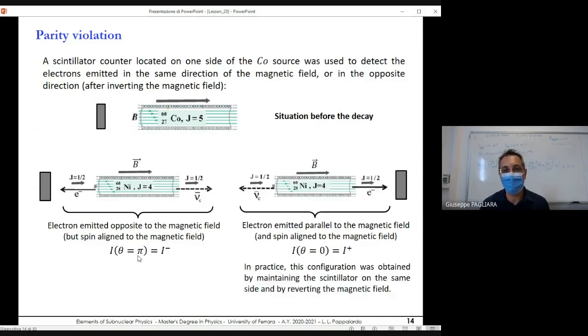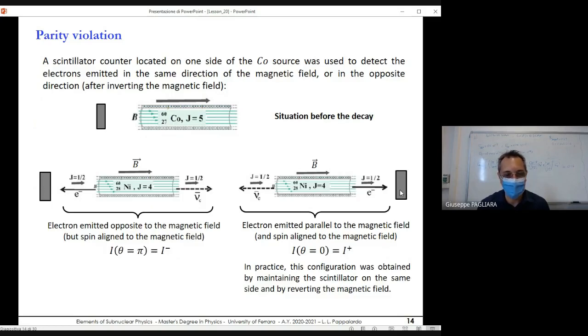The other possibility is that the electrons are emitted in the same direction as the magnetic field, so from left to right. In this configuration, we call it I plus, or theta equals 0. Of course, the scintillator was always positioned in the same place, and the only difference is that the magnetic field was inverted.